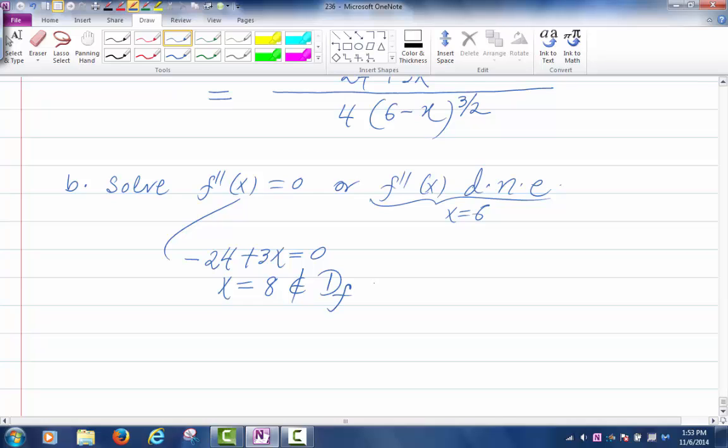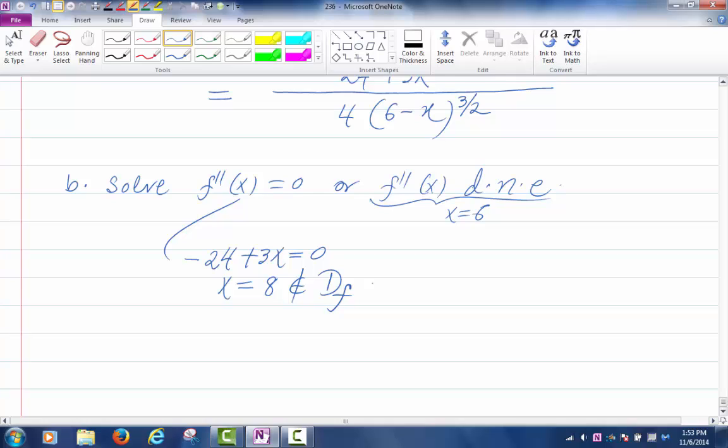So there isn't any point in the domain where the second derivative is 0 or doesn't exist. I mean, there is a point in the domain where the second derivative doesn't exist, which is at 6, but I'm saying there isn't an interior point of the domain where the derivative is 0 or doesn't exist. What does it tell us? Well, it tells us that the second derivative is going to be always positive there or always negative there.